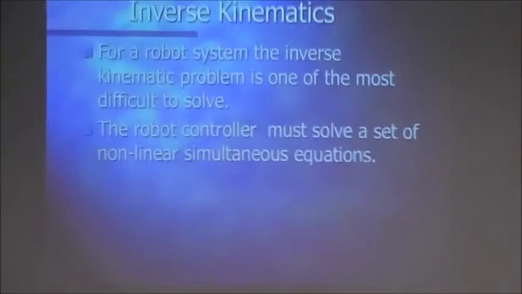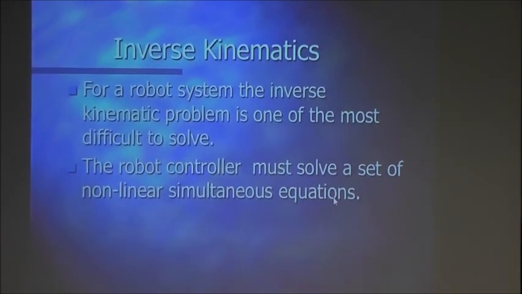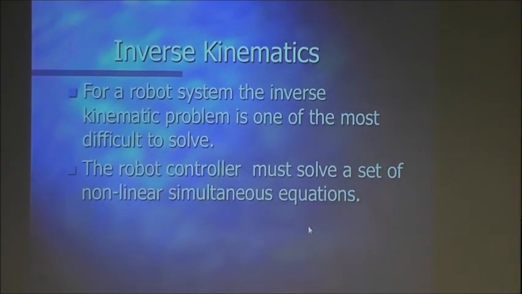So inverse kinematics is the most difficult problem to solve, as I mentioned. The robot controller must solve a set of nonlinear simultaneous equations in order for the control to know, because remember I told you I have 6 control systems, 6 inputs. Each instant of time, there's a location that the end effector has to go to. Okay. That's what the numerical machine is doing.